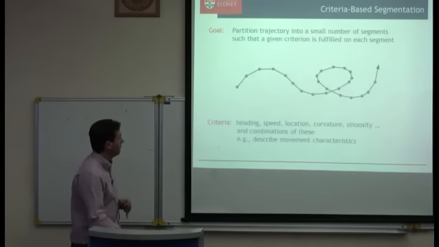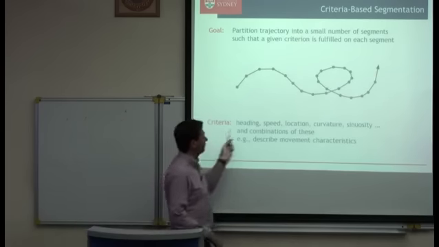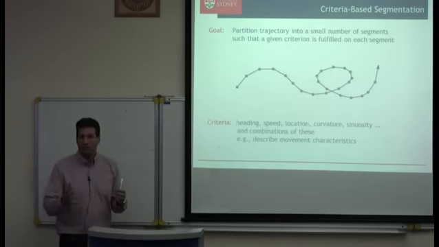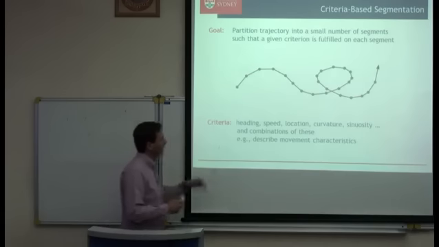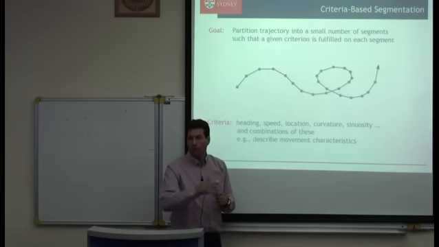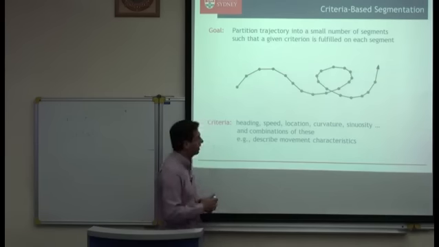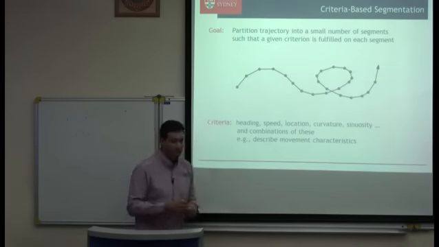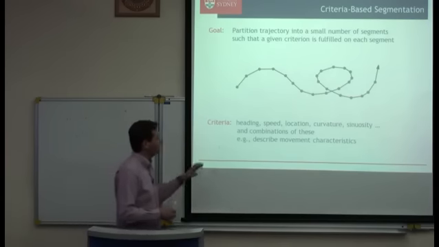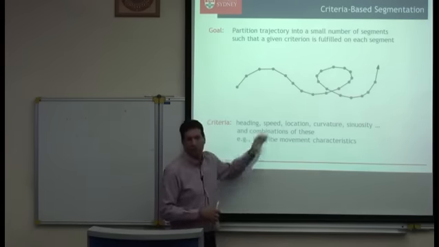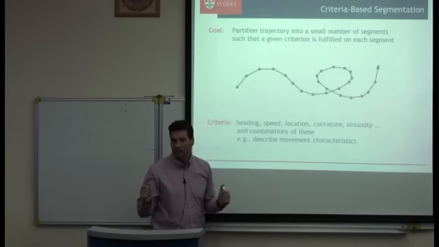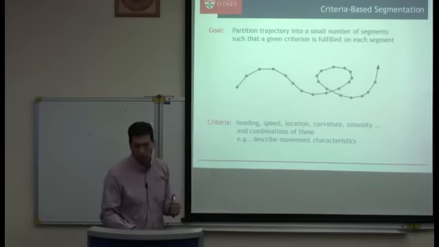But again, there are a lot of different criteria, right? So heading, speed, you can say location. The entity is not allowed to move too far away from a specific location. That could also be a criterion. Could be that you have a bound on the curvature, the sinuosity, and then, of course, any combination of these. And in principle, you could just take any criteria. The problem is, of course, can you compute all of them?